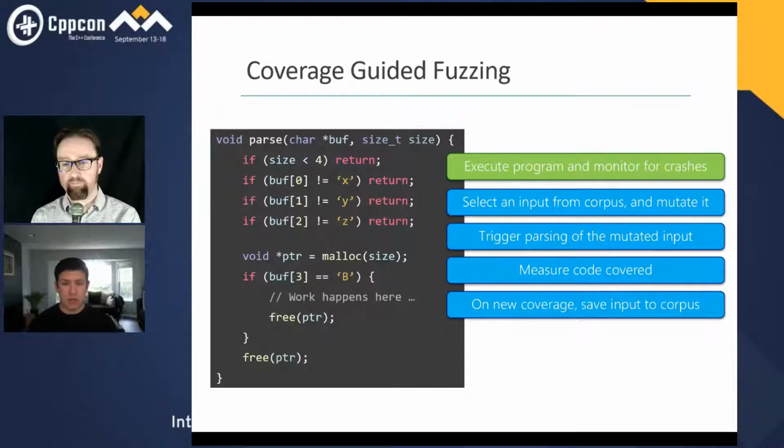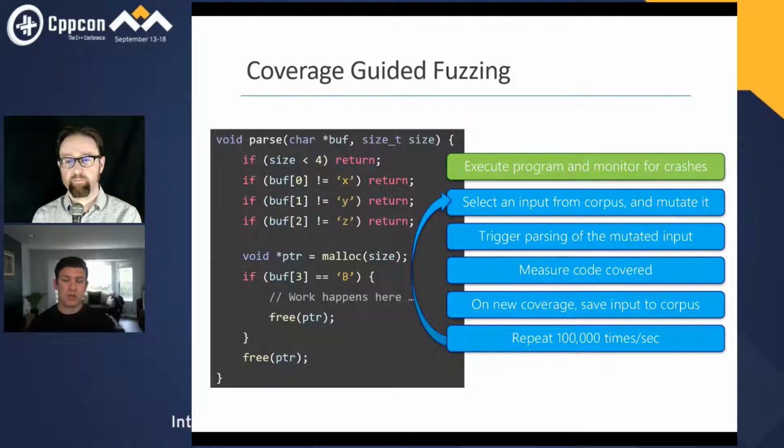On new coverage, once we know we have a value that gets us past a check, we save that input back into the corpus, and it's now a candidate for further mutation. And then we do this hundreds of thousands of times per second. Because so much of the work that we're doing as fuzzing is probabilistic, we really need those large sample counts to get us the outcomes that we're looking for.